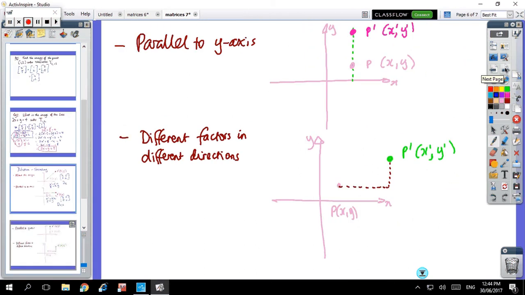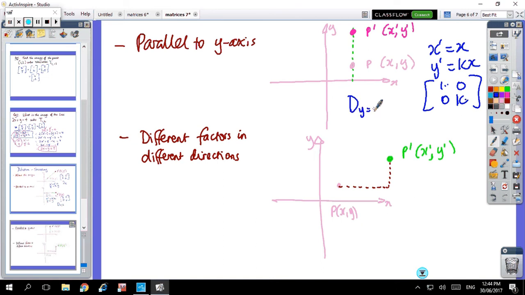Okay, so next one is stretching about the y-axis. So the x hasn't changed, but the y has been stretched. So 1, 0, 0, k, we'll keep the x the same and stretch the y. And its notation in my book, I've got D y, k.